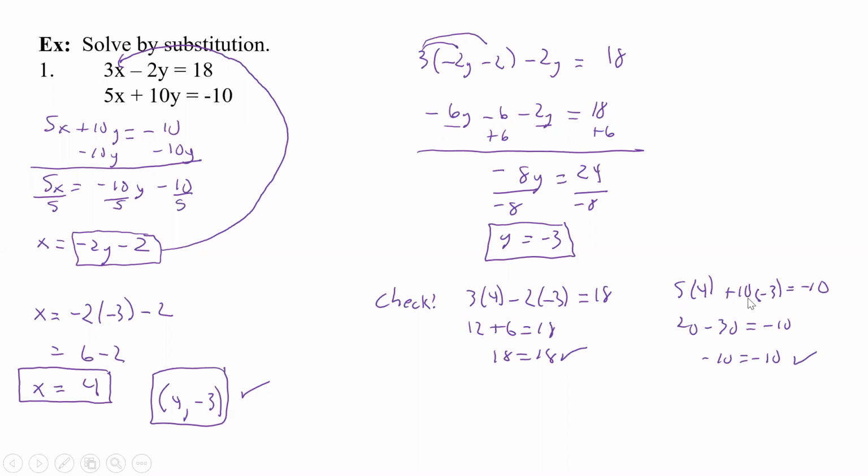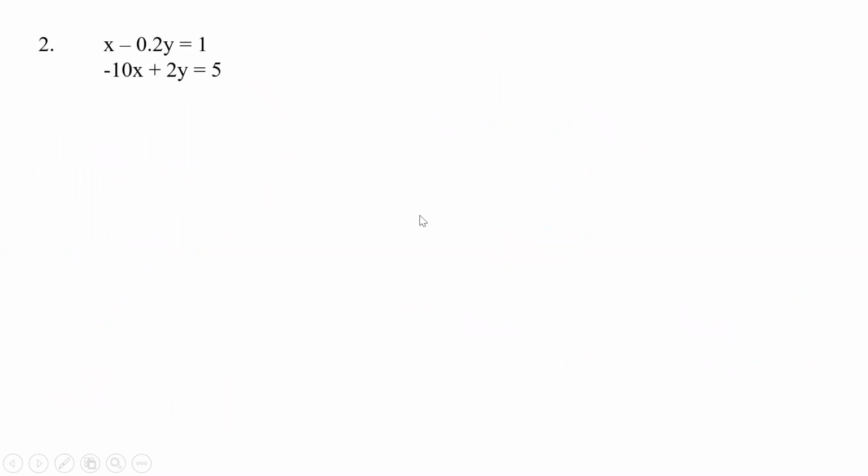Again, the check's pretty quick on a lot of these, and you verify, yes, you have the correct answer. What about this one? Well, this one I see in the first equation, if I just add the 0.2y to both sides, I can solve for x, and then I can just plug that into the second equation. So that's what I'm going to do. So x minus 0.2y equals 1.